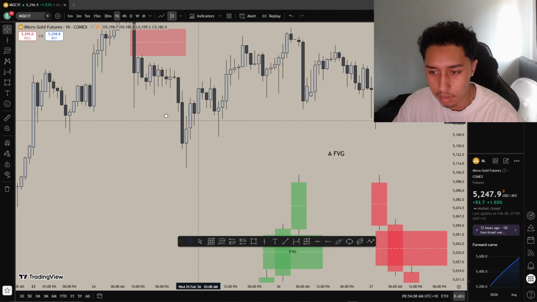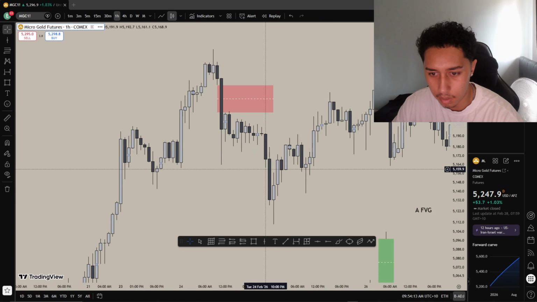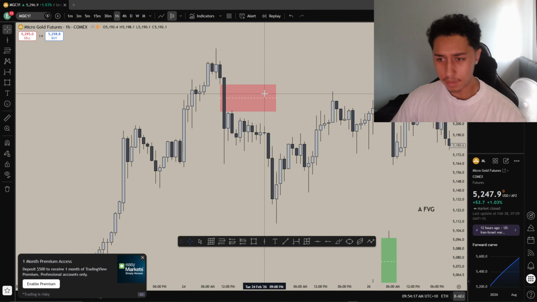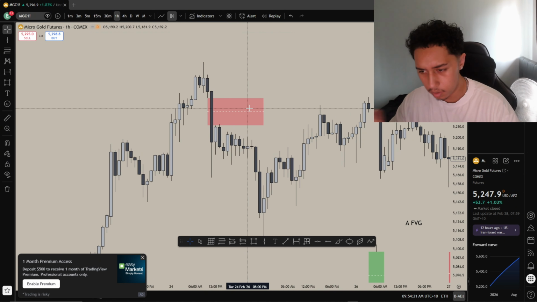Now my colors are different, but black is just red, so it's price going down, and white or grayish white, whatever, is when price is going up. Okay, so don't be confused from that.